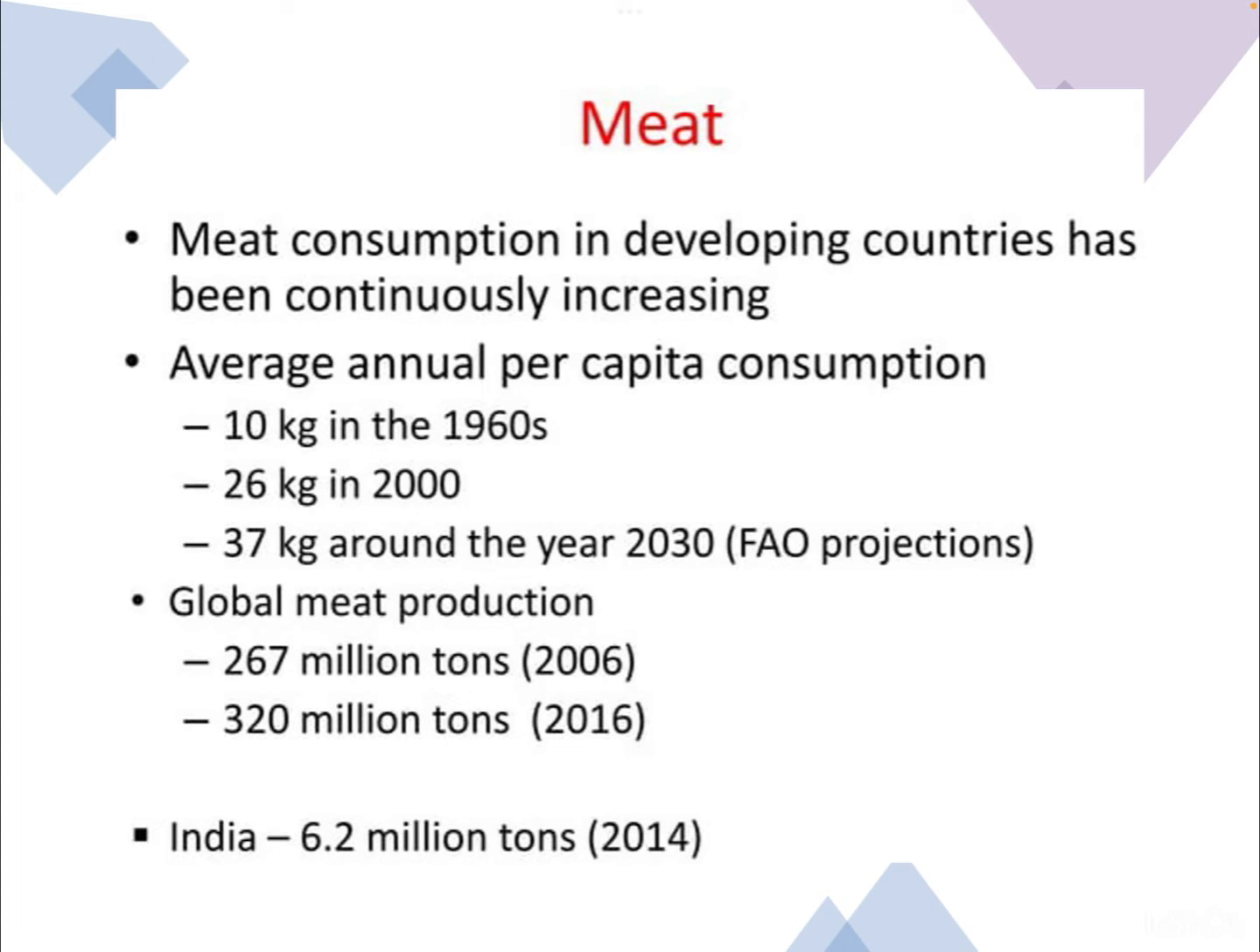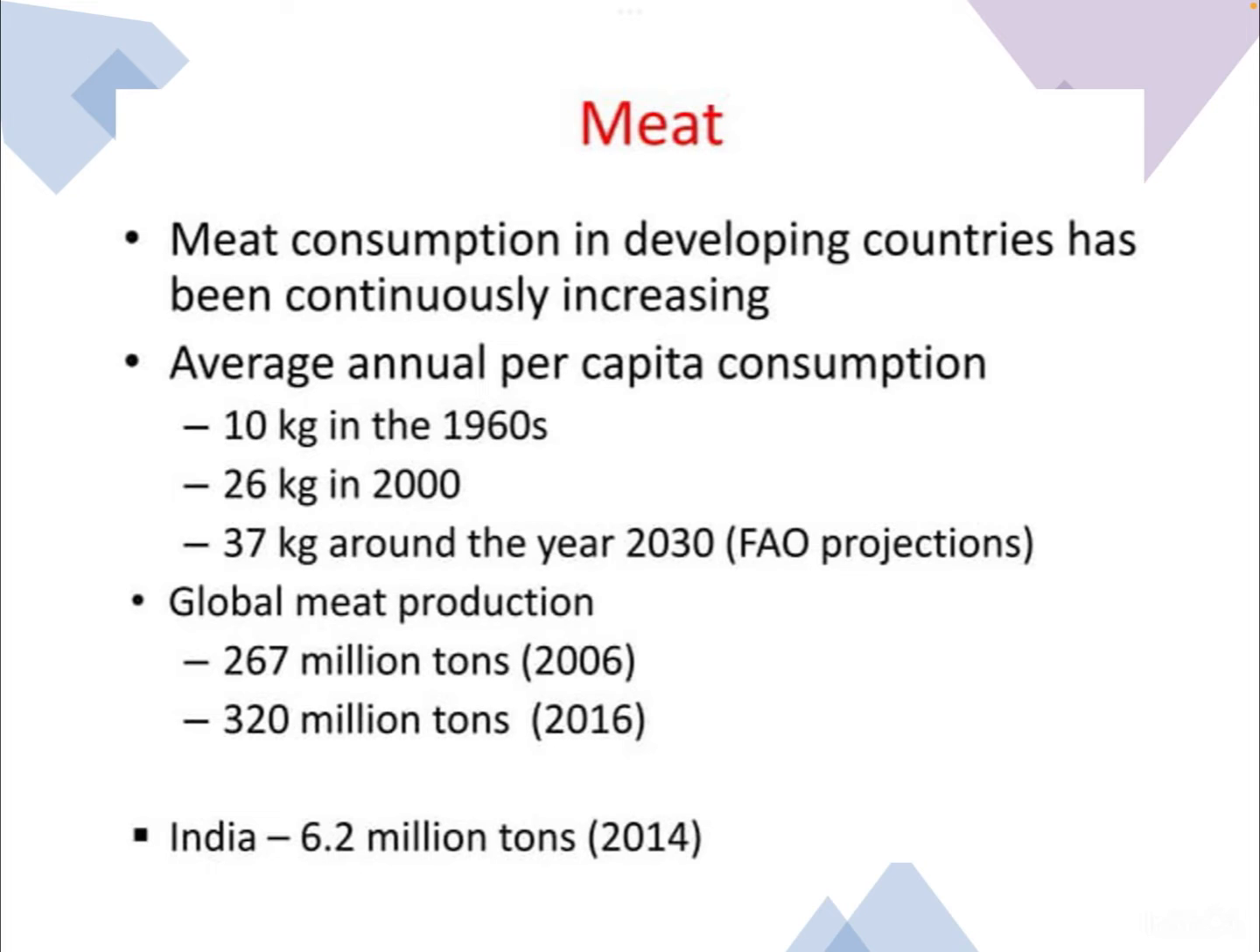So when we talk about the basic scenario and aspects of meat, I would say that meat consumption in developing countries like India has been continuously increasing. If we talk about the average annual per capita consumption, in the 1960s it was about 10 kg, in 2000 it was about 26 kgs, and as per FAO, Food and Agricultural Organization's projections, by the end of 2030 we'll have around 37 kg per capita consumption.